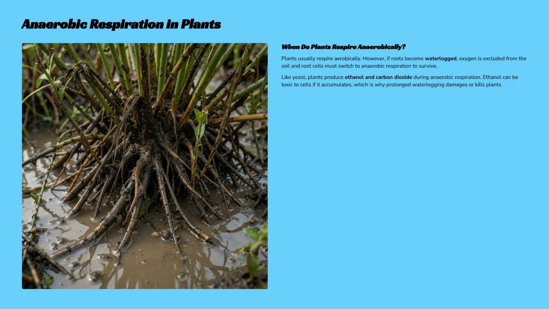Plants respire anaerobically when their roots are waterlogged and oxygen is excluded from the soil. Like yeast, they produce ethanol and carbon dioxide. Ethanol is toxic to plant cells if it builds up, causing damage or death.